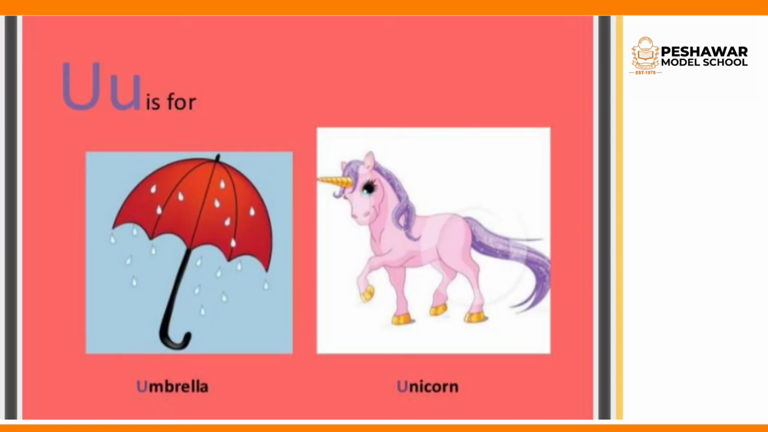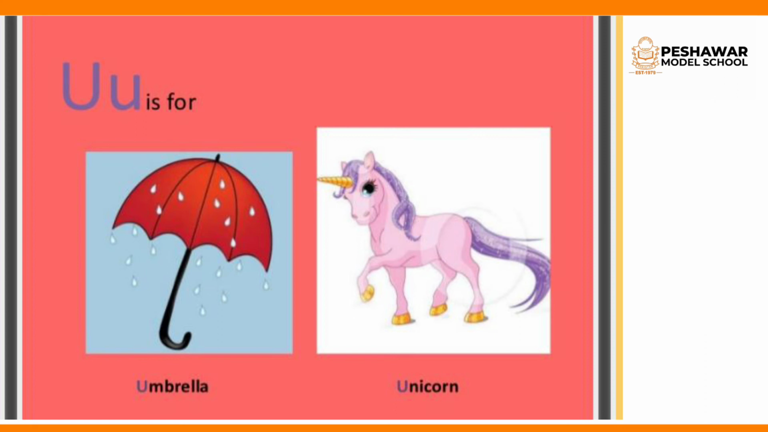Moving towards our next letter, capital U, small u. What is the sound of U? The sound of U is U, simple U, or the sound of U is A. If we move to the example, umbrella. Its initial sound is A and the final sound is A. The sound of U is also U. So it is unicorn. In unicorn, the initial sound is U and the final sound is N.